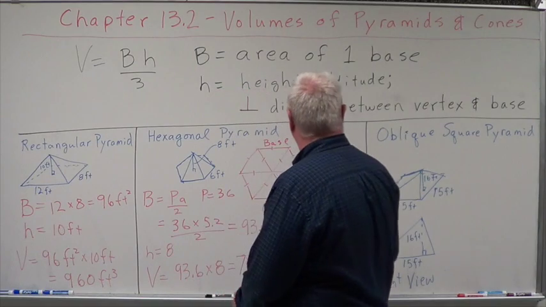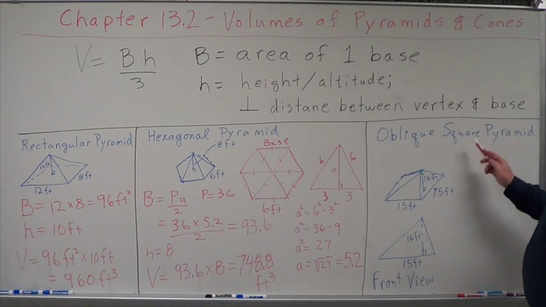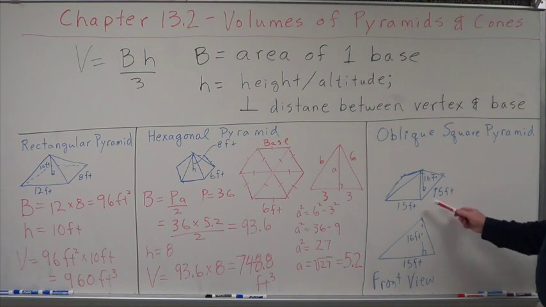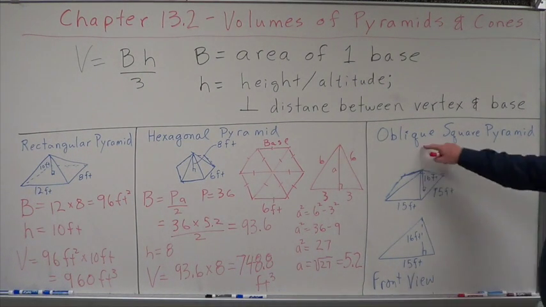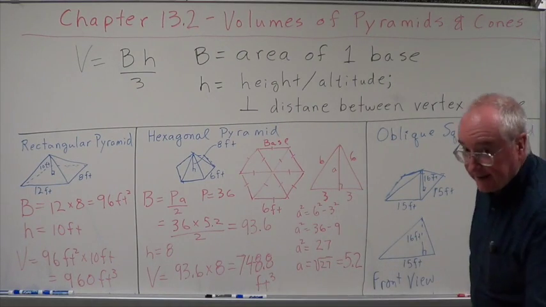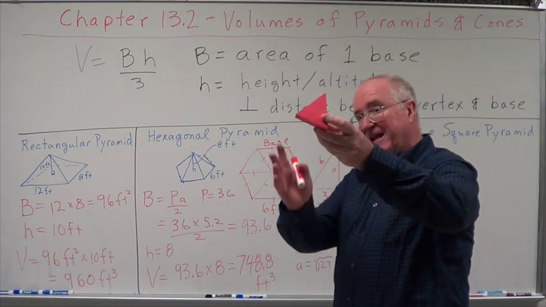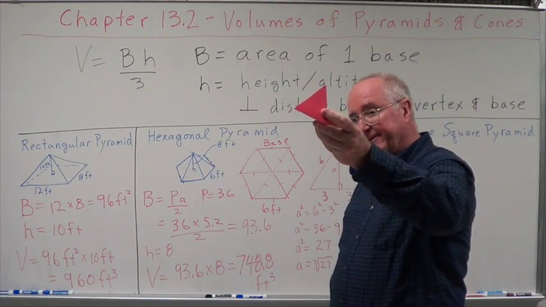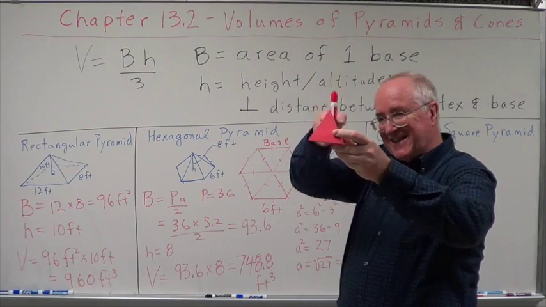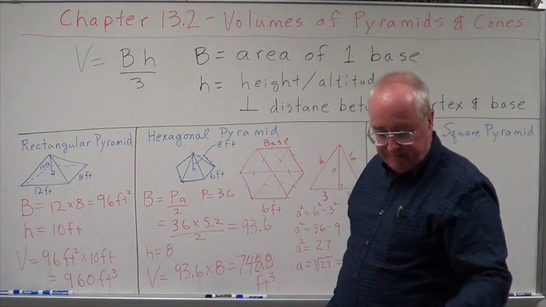This one is hard to draw. Looks like a mess. It is an oblique square pyramid. That means the base is a square, which is 15 by 15. It's oblique because from the front, it's slanted. It doesn't look like this. It looks like this on the bottom. It doesn't look like this from the top. It looked like that. It's slanted. The vertex is not perpendicular to the center of the base.